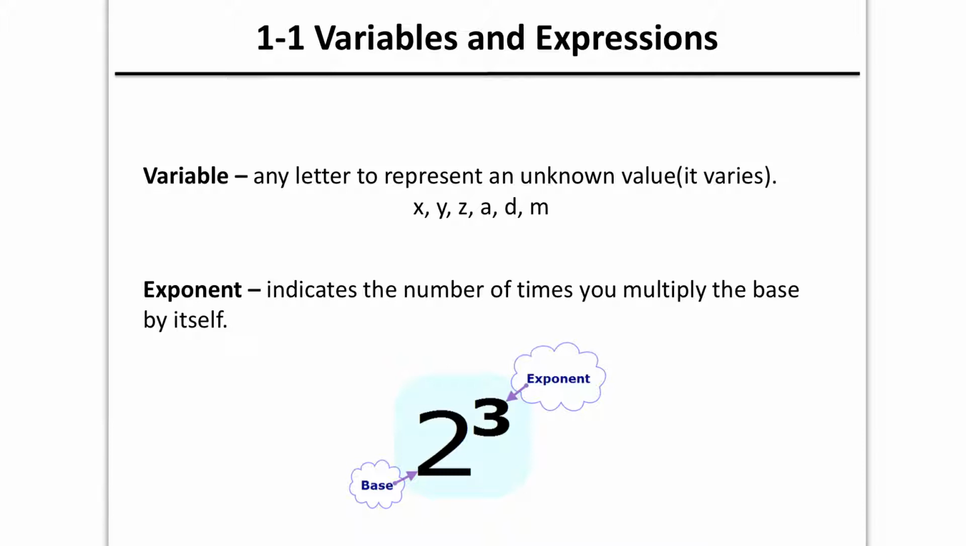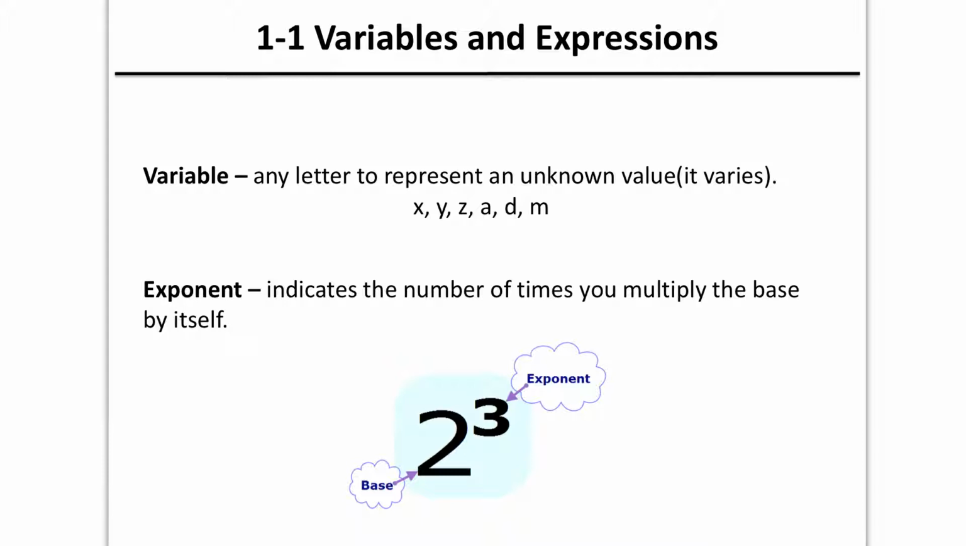So let's go ahead and look at some terms that you guys need to know, and we're going to start with variable. So a variable is any letter to represent an unknown value, which means it varies. And that's why we say variable, because it varies. The word varies means it changes every time. That number or a specific number can change every time you guys use a variable.